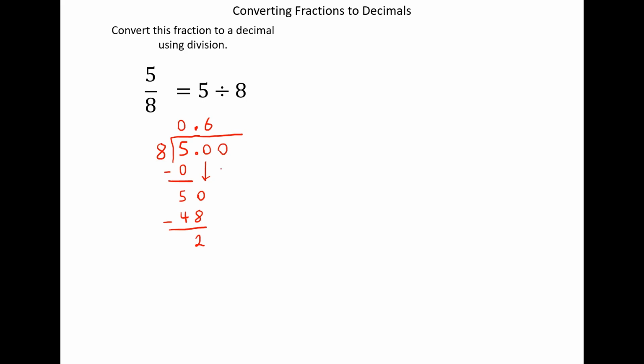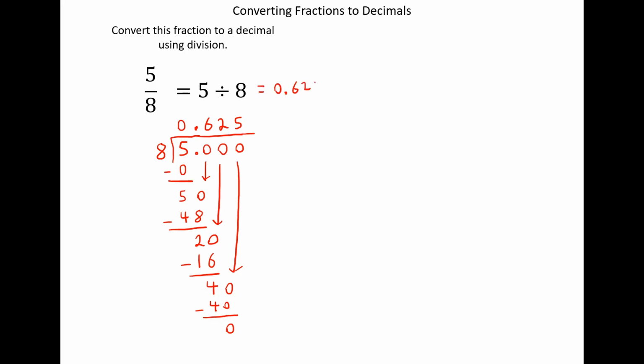I'm now going to add another 0 because 5.0 is the same as 5.00. Now, this becomes a 20. So, how many times can 8 go into 20? 2 times. 8 times 2 is 16. 20 minus 16 is going to be 4. I'm now going to bring down another 0, and this 4 becomes a 40. How many times can 8 go into 40? 5 times. Hence, 40 minus 40 is 0, and my final answer is 0.625. So 5 over 8 is 0.625.